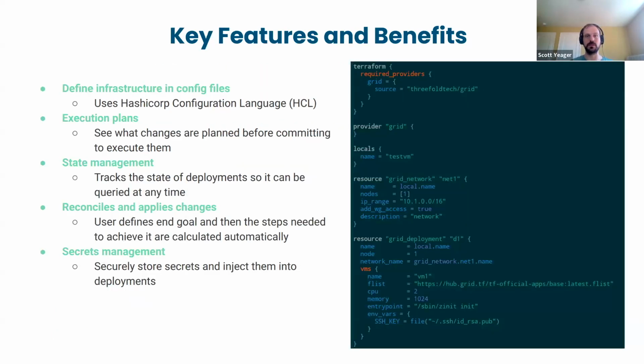A few key features and benefits of both Terraform and OpenTofu. So you define your infrastructure in config files. These are using a domain-specific language known as HCL, HashiCorp Configuration Language. That's what you're seeing over on the right side. So this looks kind of like JSON or something like that. It's not a full-fledged programming language, although you do have some ability to do some loops and things like this.